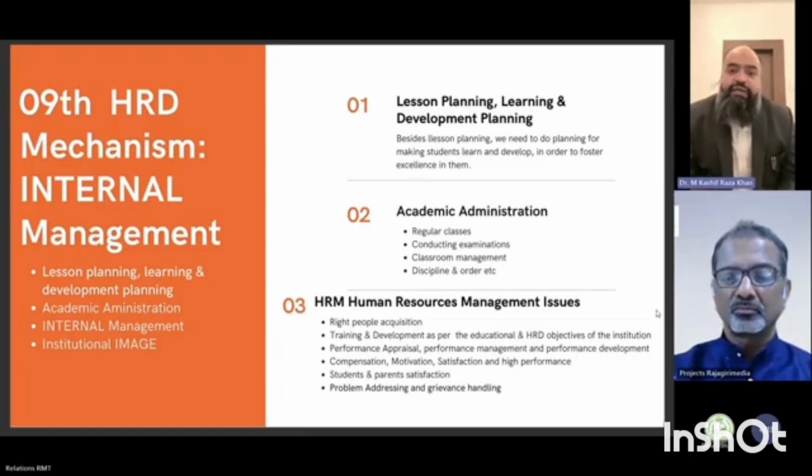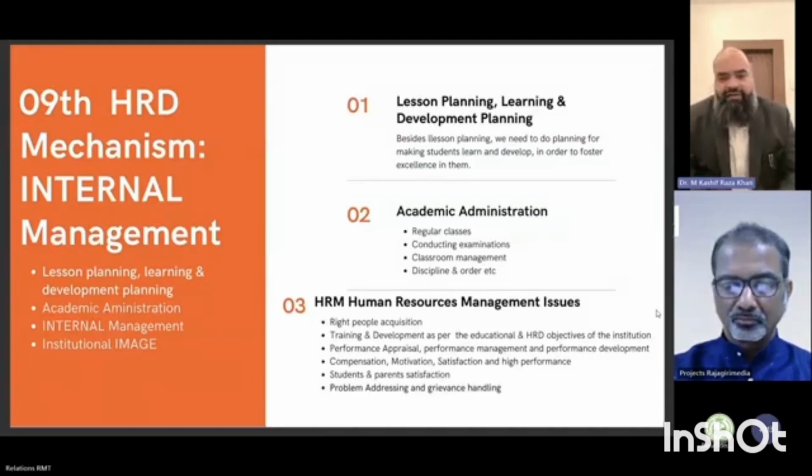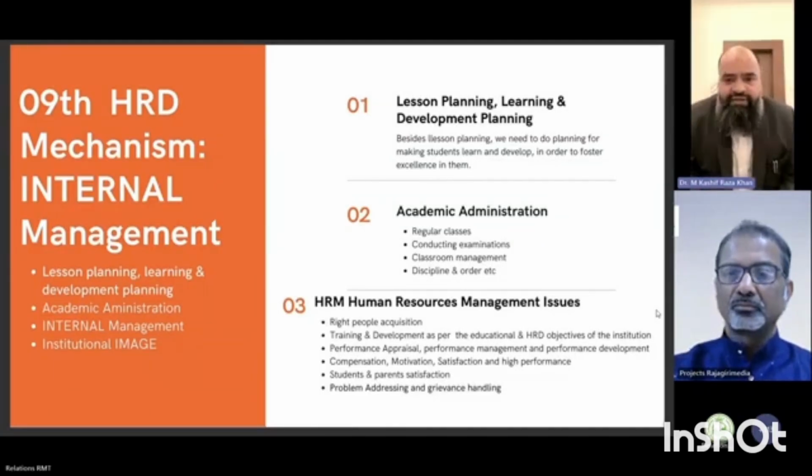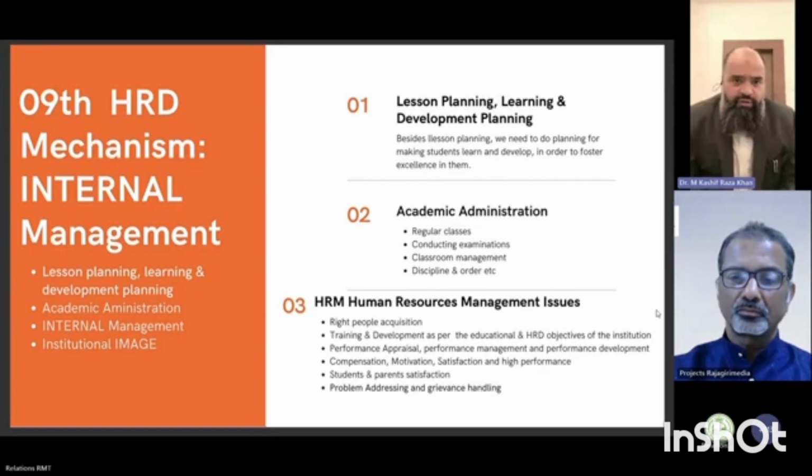The second important point is academic administration, which covers regular classes, attendance, discipline in classroom, classroom management, cleanliness, etc. Examinations, examination control, etc. would be in academic administration. Now, the third point of internal management is HRM, human resources management issues.